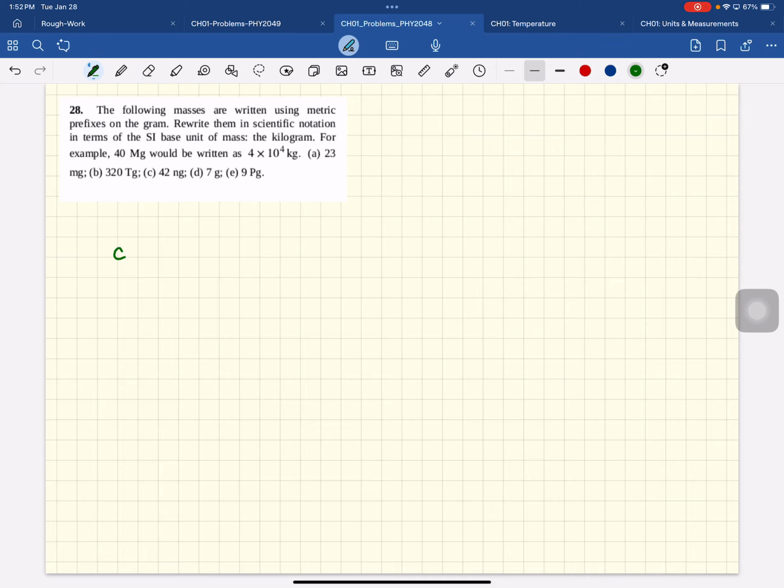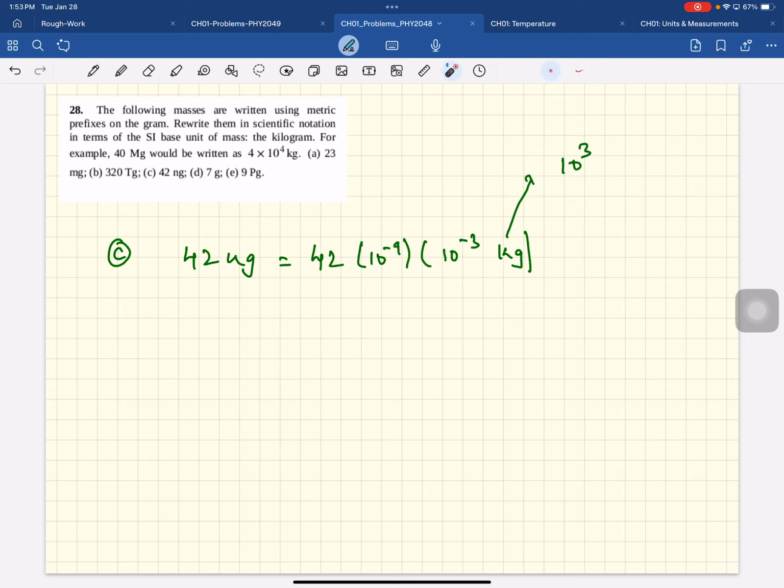Okay, so C, 42 nanogram. And we want to write it in terms of kilograms, okay? So this is 42. What does nano mean? 10 to the minus 9. And there's a gram. So a gram is 10 to the minus 3 times kilogram. Okay, kilo is 10 to the 3. So 10 to the minus 3 times 10 to the plus 3, that's 1, that's a gram. Okay, all right. So 42 times 10 to the minus 12 kilogram.